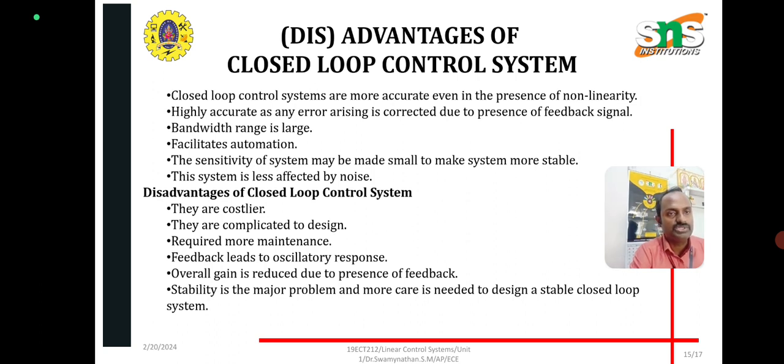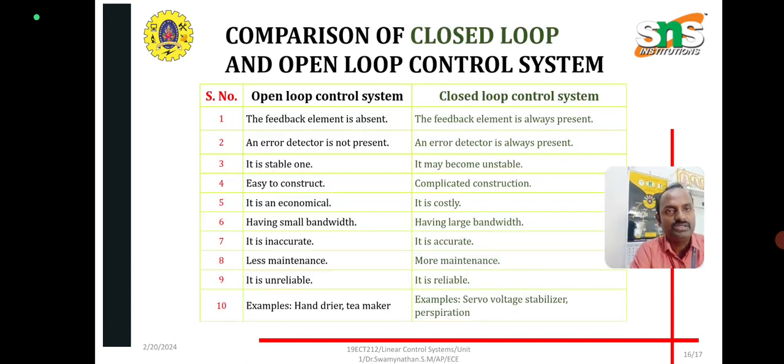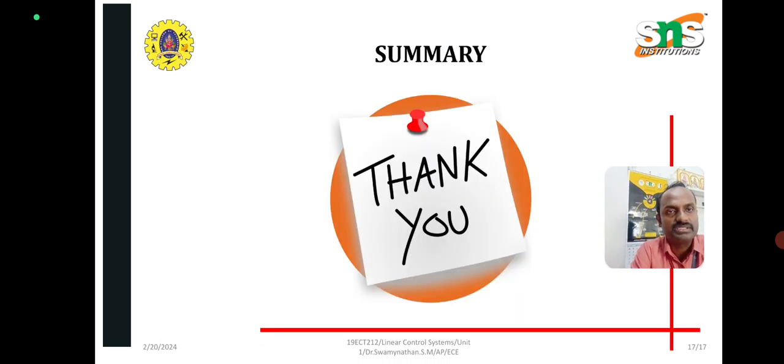Overall gain is reduced based on the feedback. Stability is also a major problem in the closed loop system. Now the comparison between open loop and closed loop systems: feedback is absent in open loop, present in closed loop. The error detector is not present in open loop, present in closed loop. Open loop is stable, closed loop is less stable. Open loop is easy to construct and economical, closed loop is complicated and costlier. Open loop has small bandwidth, closed loop has high bandwidth. Open loop is inaccurate and unreliable, closed loop is accurate and reliable. Maintenance is less for open loop and more for closed loop. Examples are the hand dryer and tea maker for open loop, and the servo motor stabilizer for closed loop. That's all.